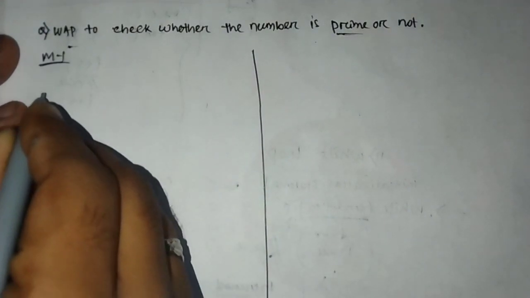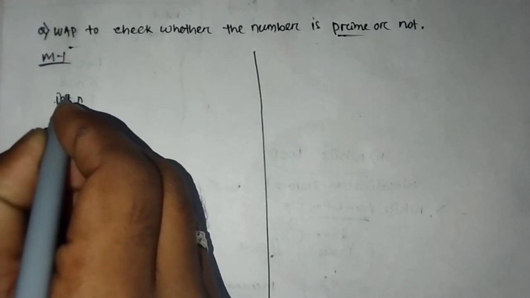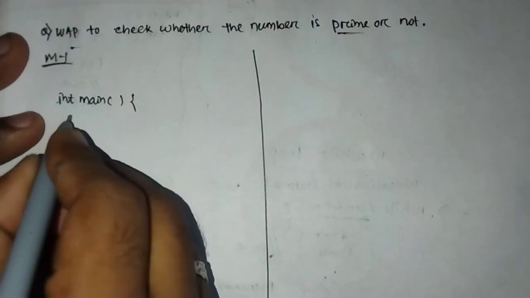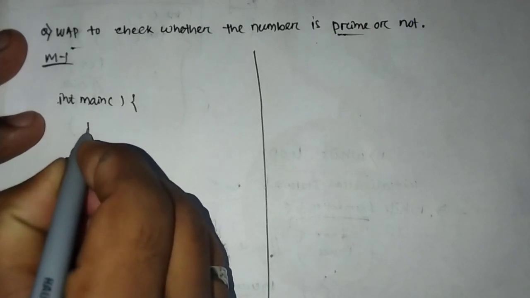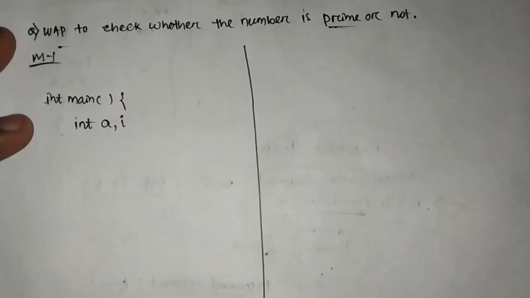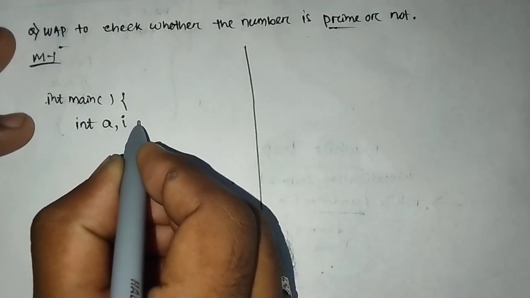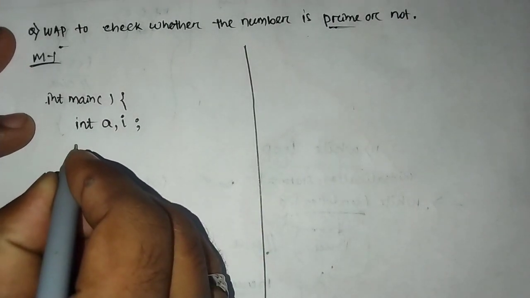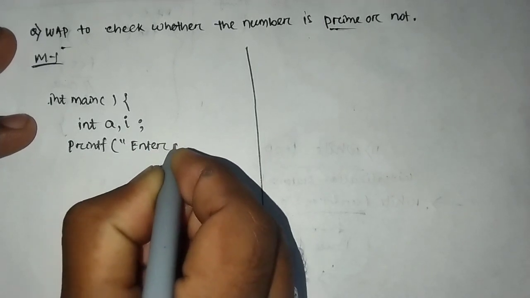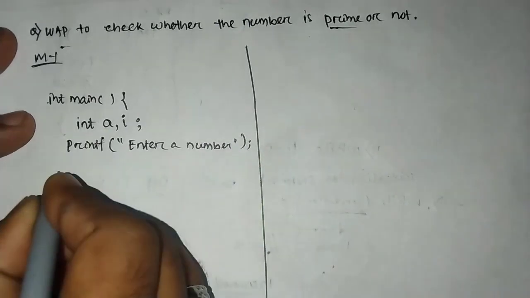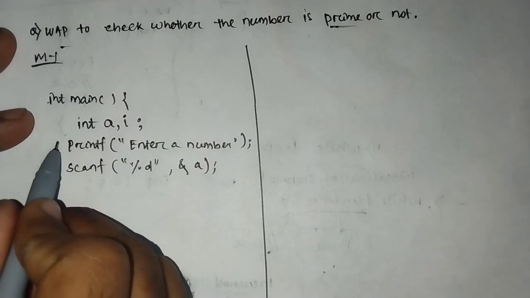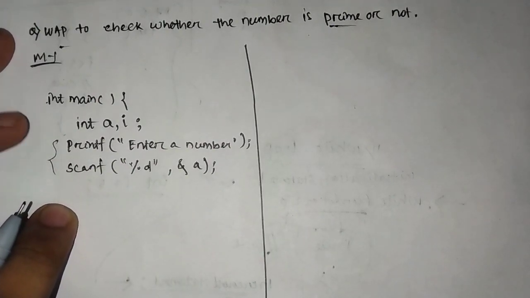So the code will be in the main function. In the main function, first of all, we have to ask the user for the number. So for this, declare two variables: first, the value which he wants to check, and the second one is the index which he wants to iterate through the loop. So printf "enter a number", then scanf("%d", &a). By this the user will input a number which he wants to check whether it is a prime number or not.